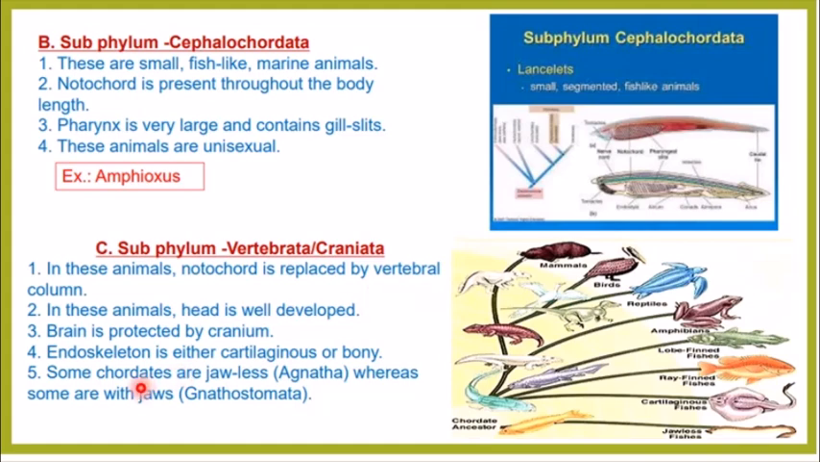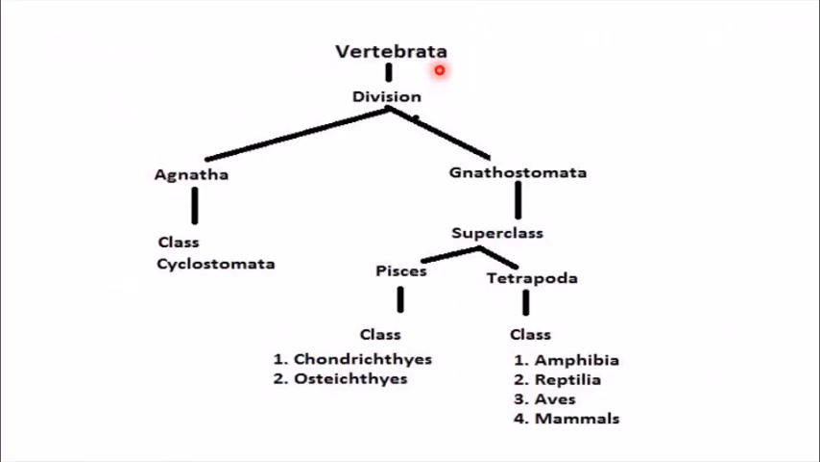Now the endoskeleton can either be cartilaginous or bony. So it can be made up of cartilage or it can be made up of bones. Also, if jaws are absent, these organisms are included in Agnatha. And if jaws are present, they are included in the group called Gnathostomata. So we have two groups in Vertebrata, that is Agnatha and Gnathostomata.